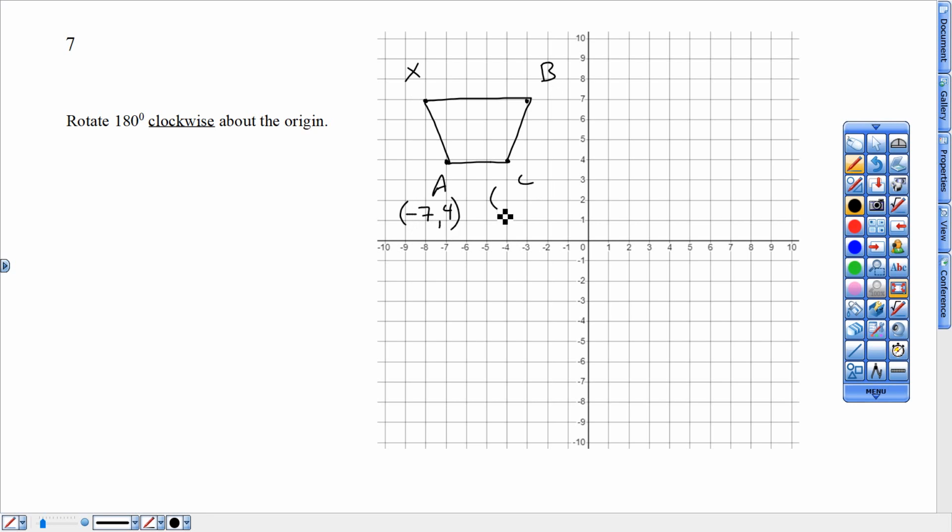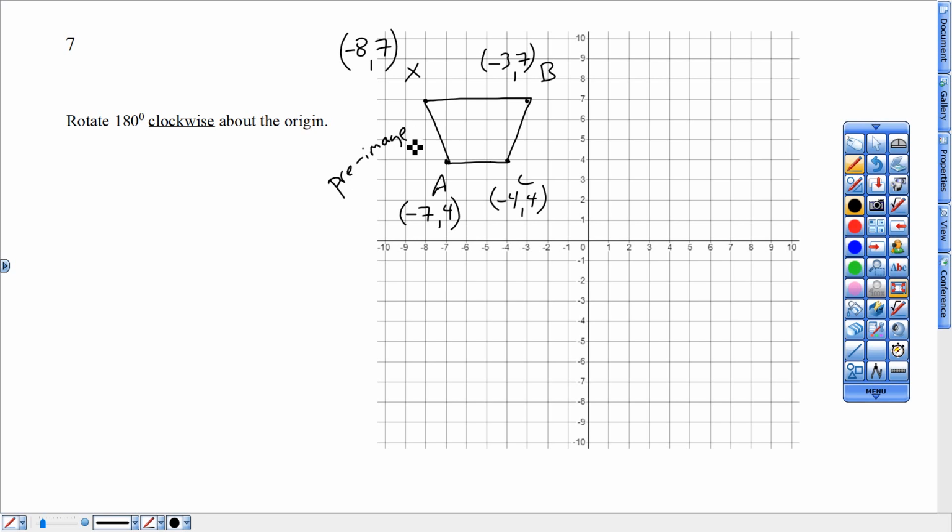A is -7, 4. C is -4, 4. B is -3, 7. And X is -7. I'm sorry, -8, 7. There we go. Those are my pre-image coordinates. This is before the move, pre-image.